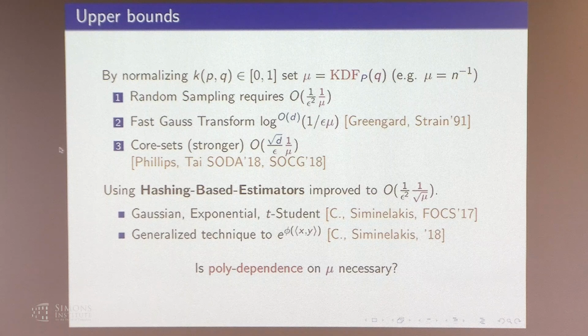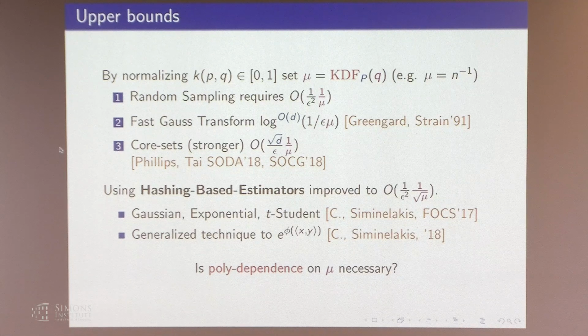Okay. So why doesn't the fast Gauss transform already answer the question? Well, because I want to avoid this exponential dependence on d. So I want to not get a polynomial dependence on mu without having to pay this exponential cost. That's the question.